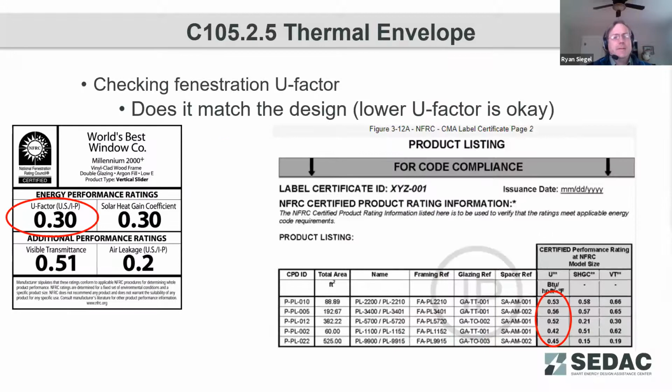So first checking is our U factor. Again, does it match the design? Here, because U factor is about thermal transmittance, whereas R value is resistance to energy, lower is perfectly fine. A window that transmits less energy is a better design.